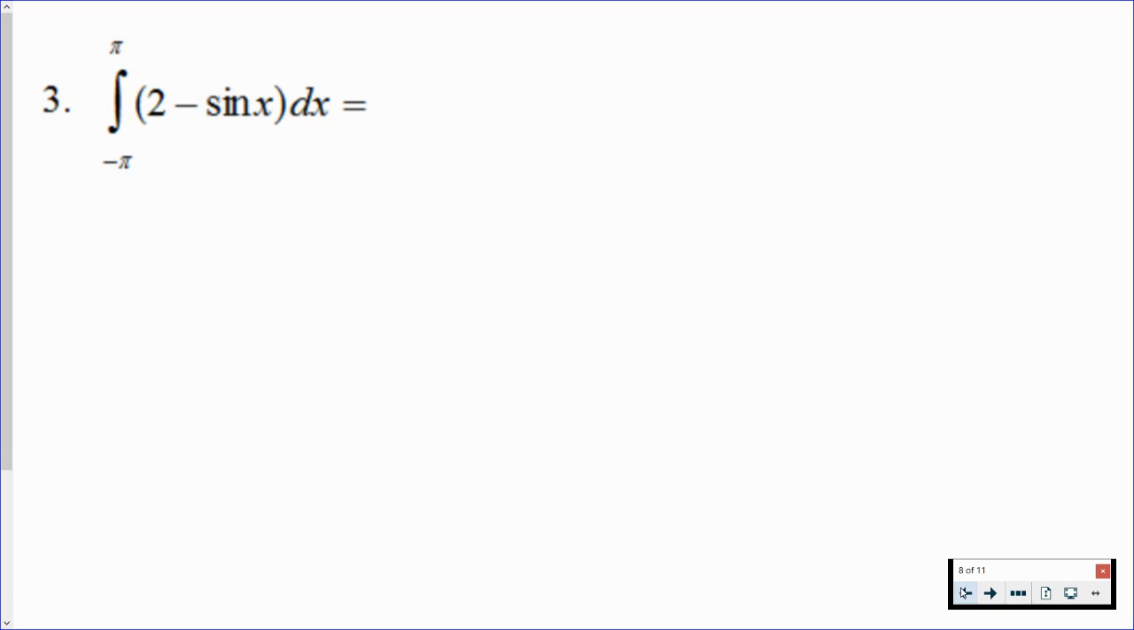Let's try one definite example. Integral of 2 minus sine of x, and we're going from negative pi to pi. Integral of 2 is 2x. Integral of negative sine of x is positive cosine of x.